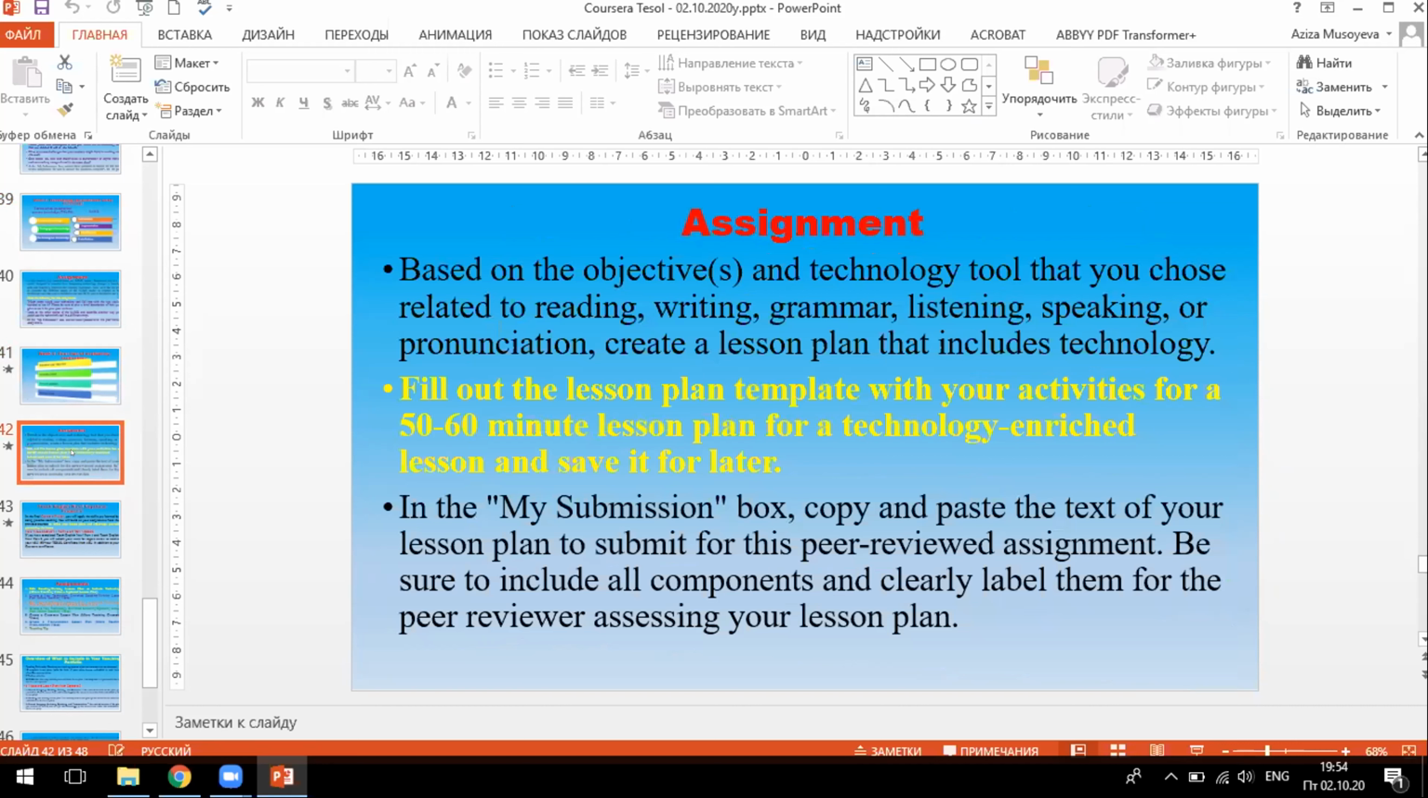And for assignments, they are asking here that you need to fill out a lesson plan with your activities for a 50-60 minute lesson. As for me, I created one lesson plan about London. Then I created some activities on Nearpod.com, and I put listening and speaking activities using this technology.